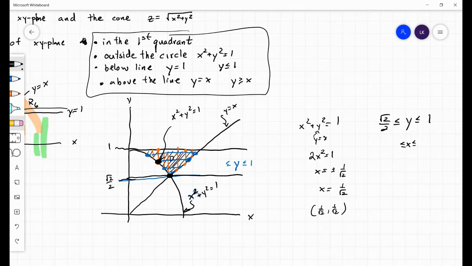Yeah. So again, you have your circle, just solve for x. So x is plus or minus the root. Okay. And of course, x is positive, so this is the lower bounding function for x. And what function of y is x bounded by to the right? x equals y.